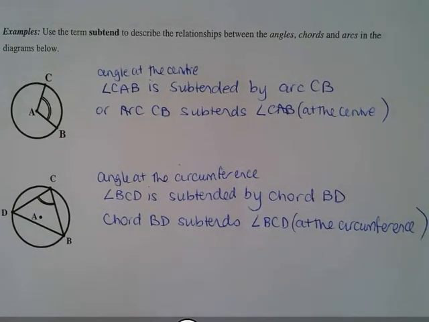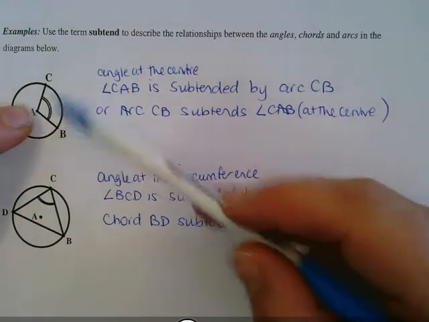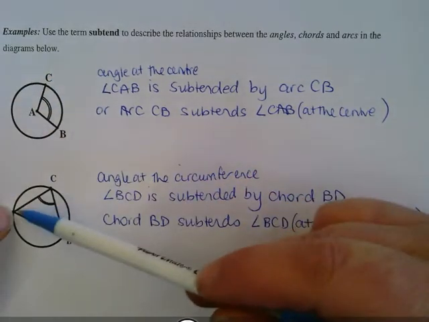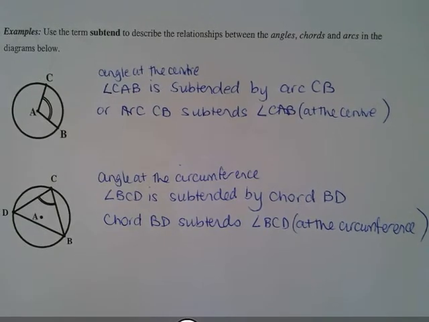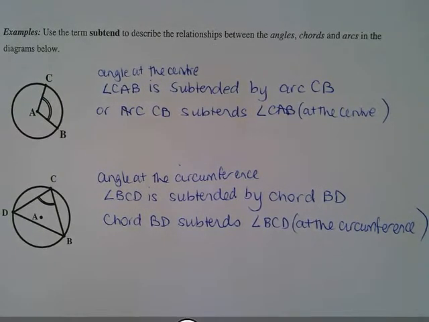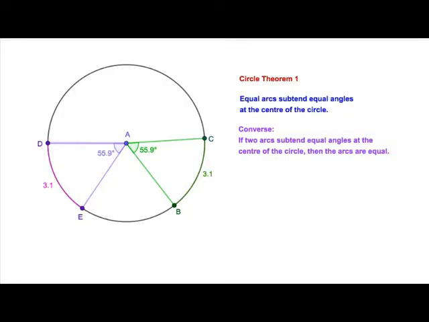See, because this angle is subtended at the center of the circle and the other one is subtended at the circumference. Now that's going to be really important with a number of our theorems, that you specify whether it's the angle at the center or the angle at the circumference. So circle theorem 1, and we're going to prove these as well. But just watching here, at the moment you can see that both the arc lengths are 3.1 and the angle subtended at the center by those arcs is 55.9 degrees.